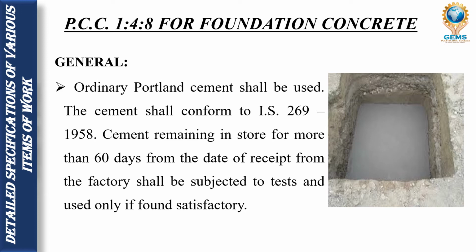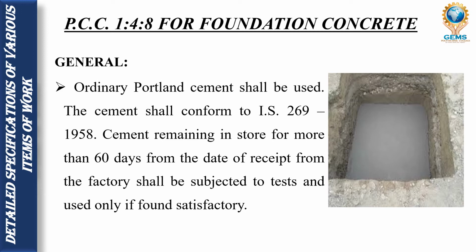Okay, the first one is cement, then fine aggregate, coarse aggregate. First one is about cement. We can use ordinary Portland cement. The ordinary Portland cement shall be used, and the cement shall conform to IS 269/1958. According to this code only we can use the cement.